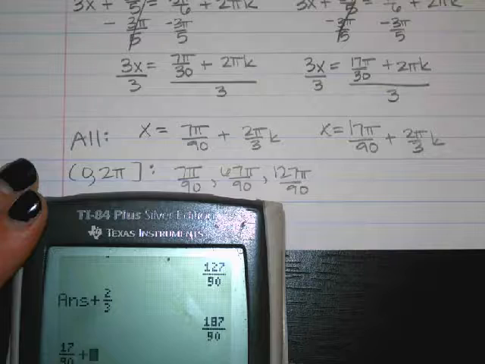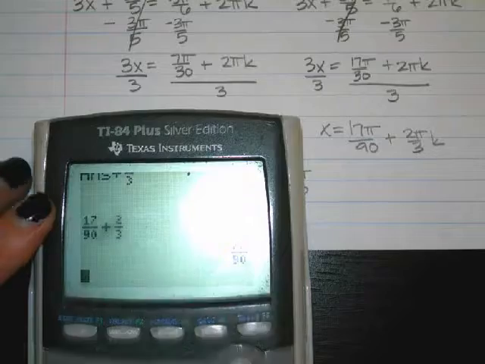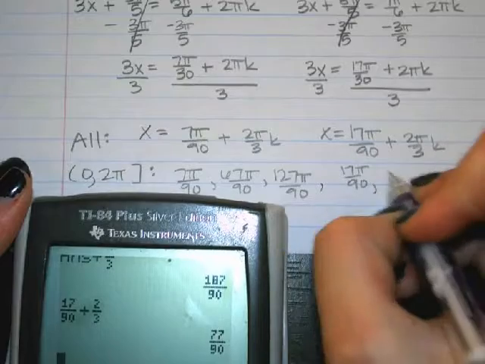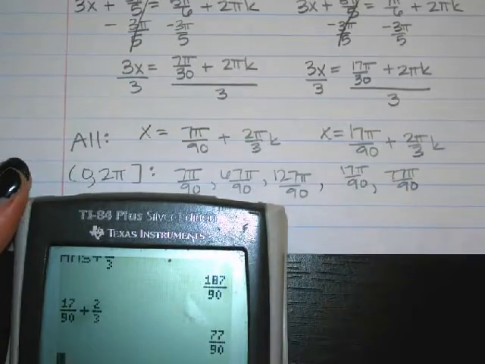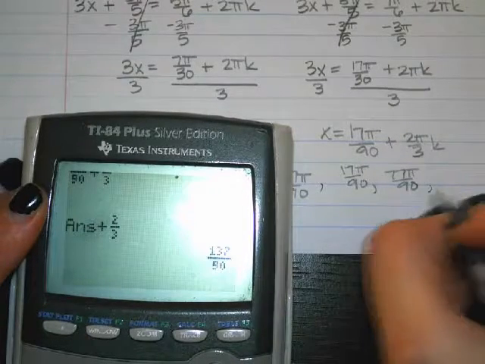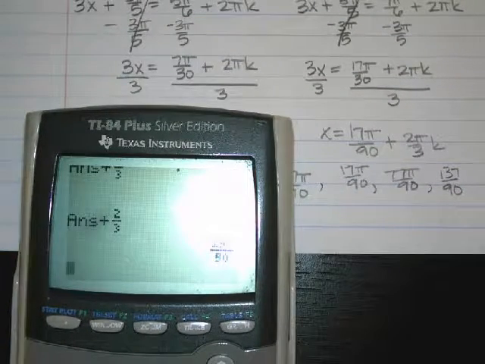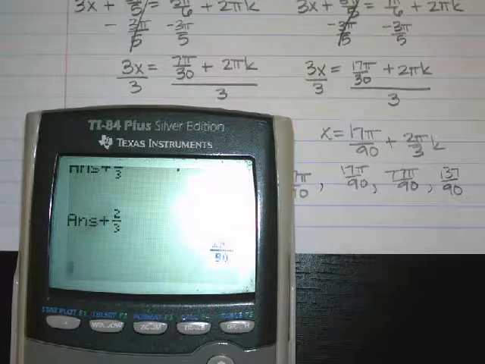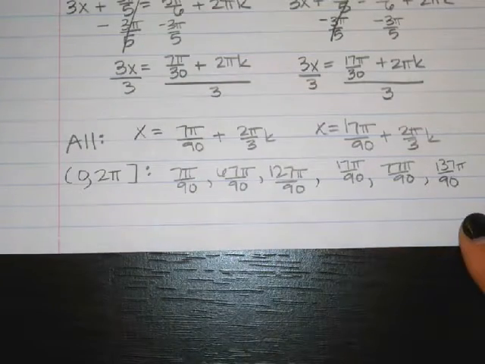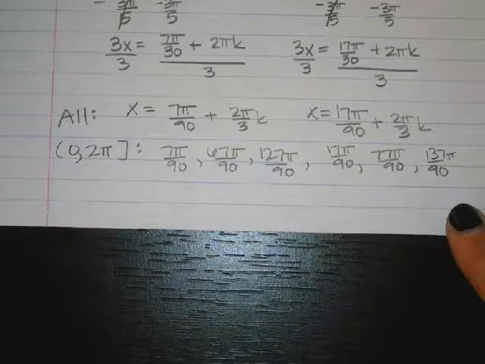So next, I'm going to go ahead and do 17 90ths plus 2/3. So 77/90ths. And I get 137/90ths. And then if I do it again, I'd get 197/90ths, which is too big. So did we get all of our answers? Yeah. Make sure you put pi on all of them. That would be a common mistake a student would make, is forgetting to put the pi.